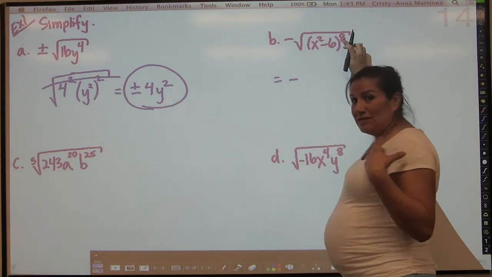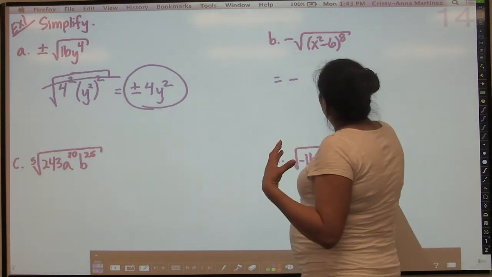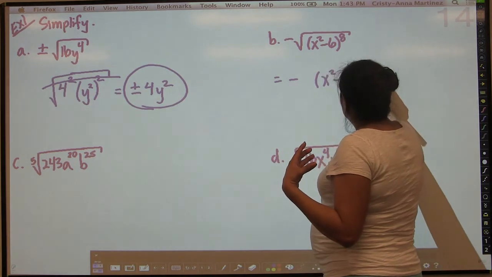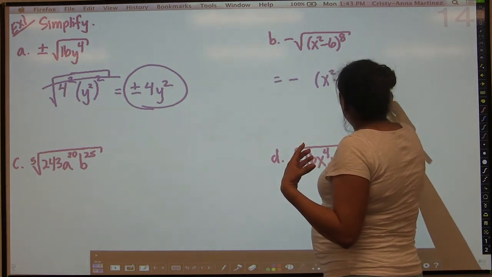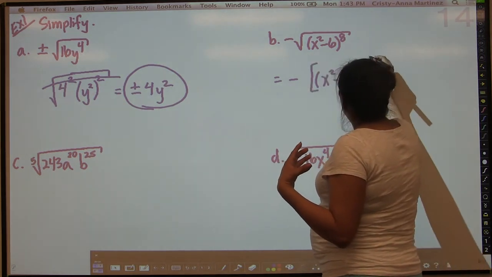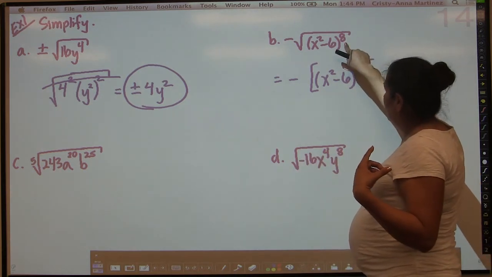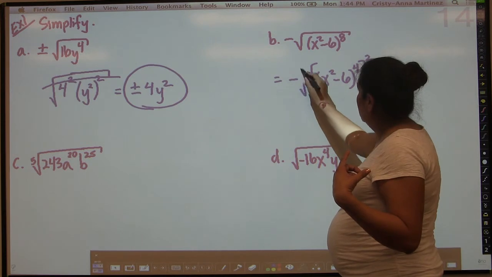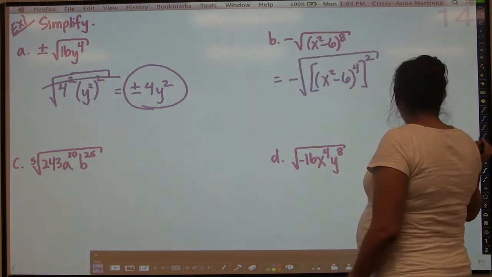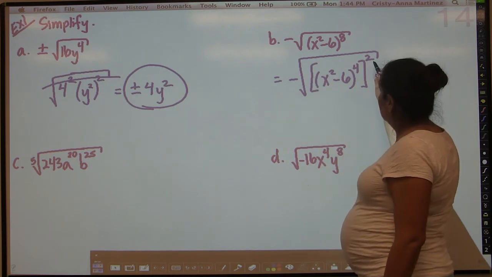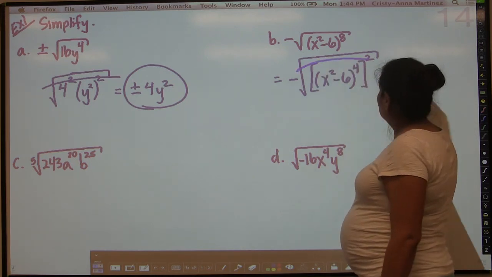So I know that 4 times 2 is 8, so I'm going to rewrite that as x squared minus 6 to the 4th power, and then raise that to the 2nd power. So 4 times 2 will give me the 8 that I'm looking for. Then I'm going to draw in my house here. And my square root and my square are going to cancel, so to speak.